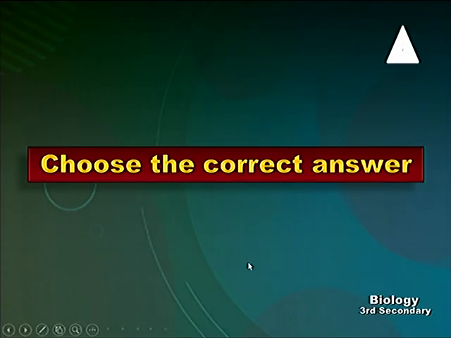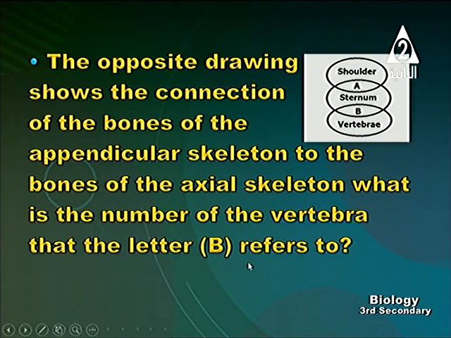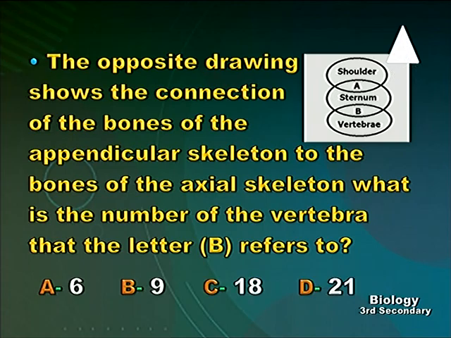Choose the correct answer. The opposite drawing shows the connection of the bones of the appendicular skeleton to the bones of the axial skeleton. What is the number of the vertebra that is lettered B referring to? As you can see in the opposite figure, letter A refers to the connection between shoulder and sternum. Letter B refers to the connection between sternum and vertebra. So we have to answer this question. Does letter B refer to vertebra number 6, number 9, number 18, or number 21?